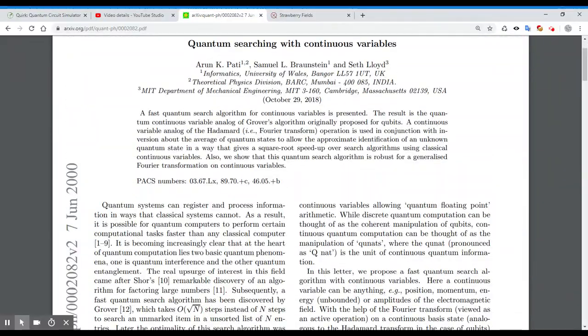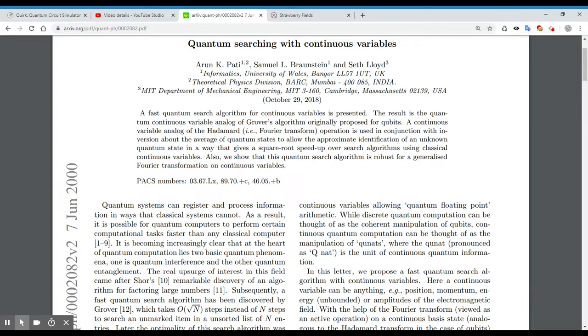A fast quantum search algorithm for continuous variables is presented. The result is a continuous variable analog of Grover's algorithm. A continuous variable analog of the Hadamard, the Fourier transform operation, is used in conjunction with inversion about the average of quantum states to allow the approximate identification of an unknown quantum state in a way that gives a square root speedup over such algorithms using classical continuous variables. Also, we note that this quantum search algorithm is robust for a generalized Fourier transform on continuous variables.